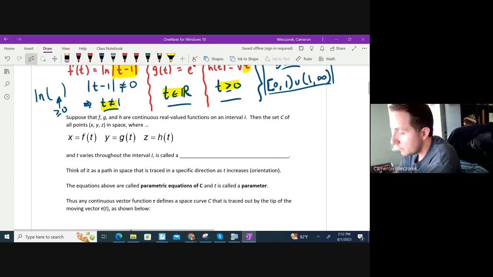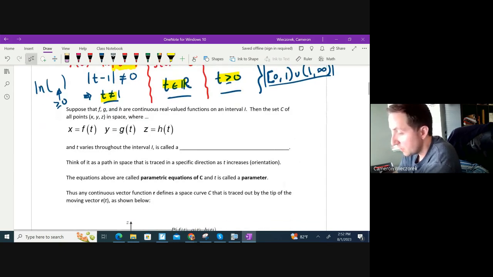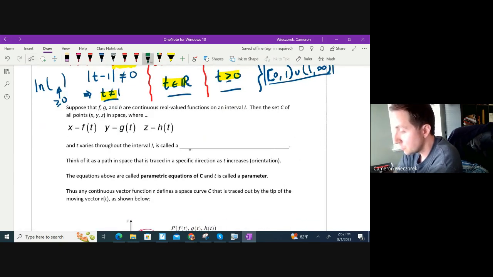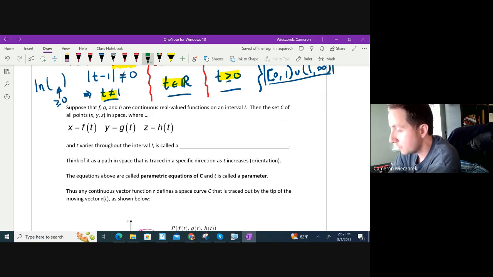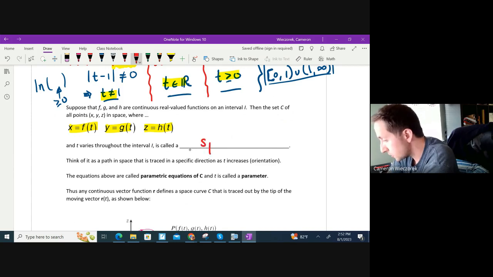Now we're interested in graphing these vector valued functions and seeing what that produces. Let's suppose that f, g, and h are continuous real valued functions on some interval I. Then the set C of all points x, y, z in space given by these three parametric equations, x equals f of t, y equals g of t, and z equals h of t, letting t vary throughout that interval, is what is called a space curve.